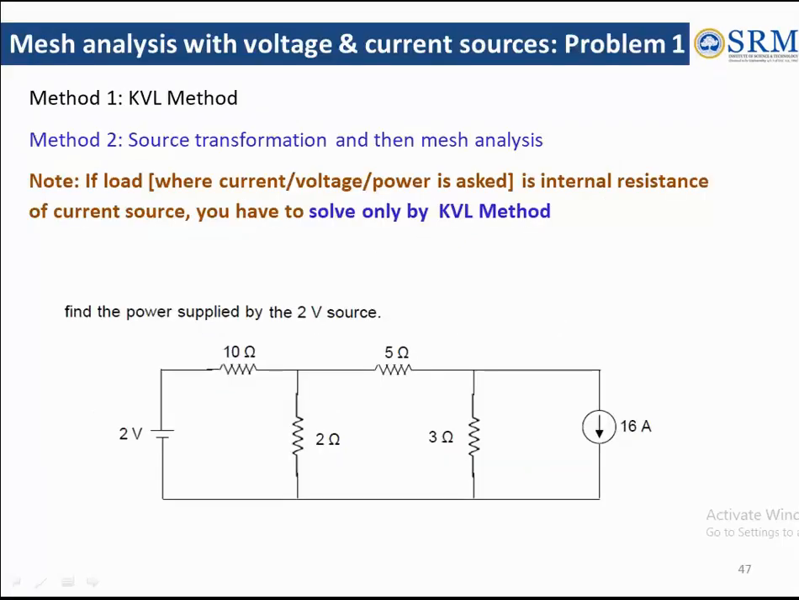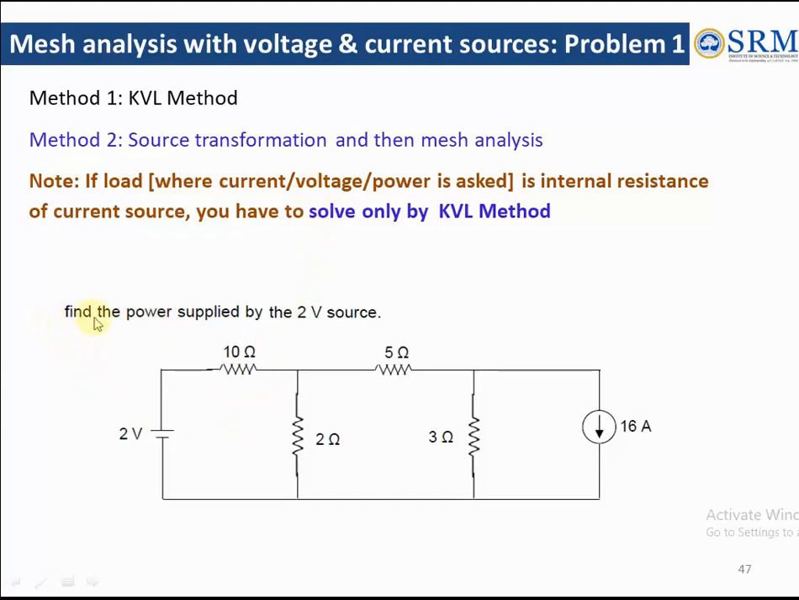Let us see mesh analysis with voltage and current sources. In a circuit where both voltage and current sources are given, the first method is to follow the KVL method. Another method is to apply the source transformation and then apply the mesh analysis. Here we have to note that if the load, where the current, voltage or power is asked, is the internal resistance of the current source, we have to solve only by method 1, that is the KVL method. Let's see how these are applicable in solving the following 2 problems.